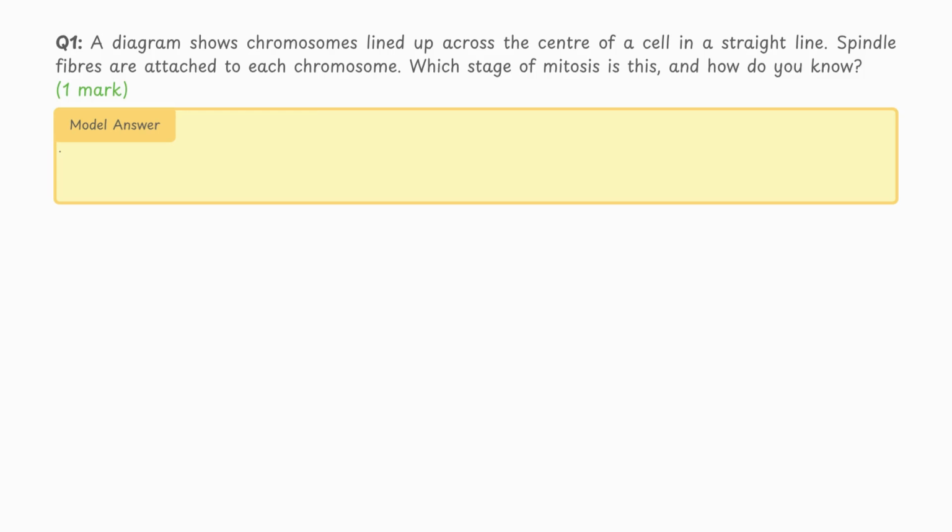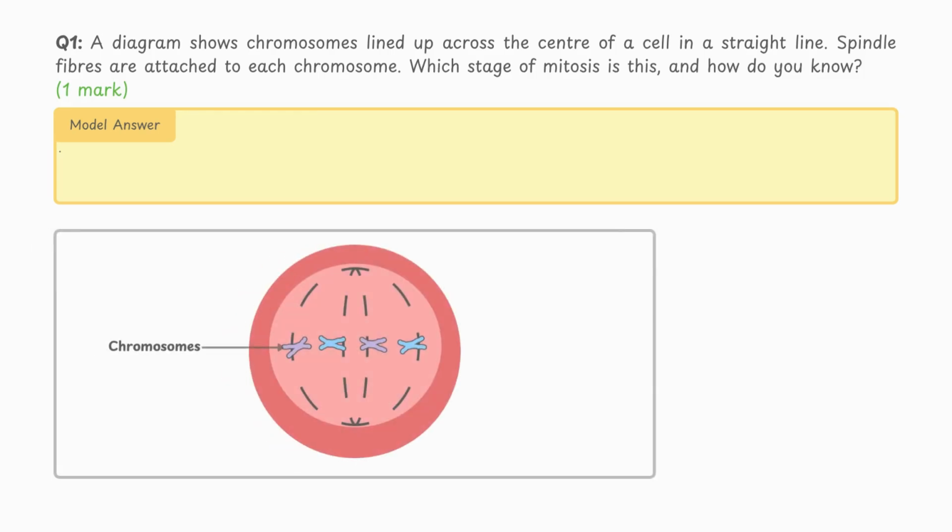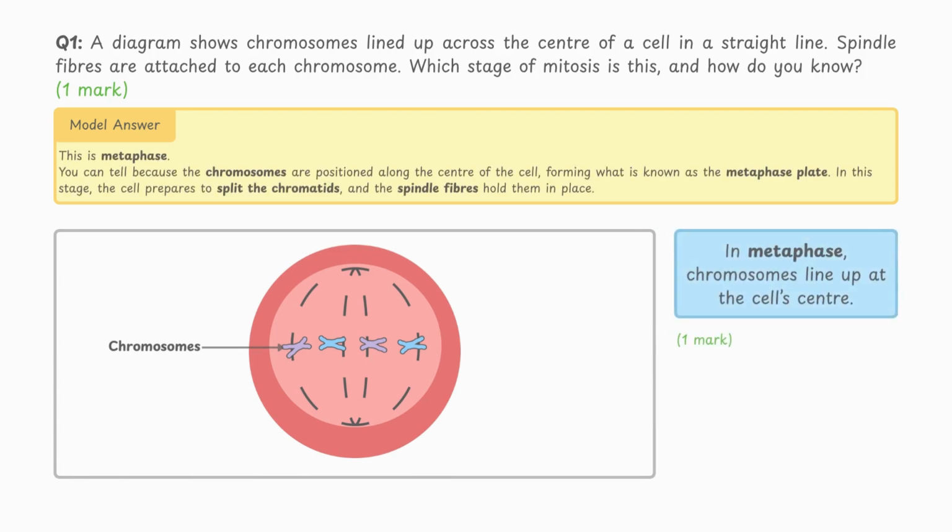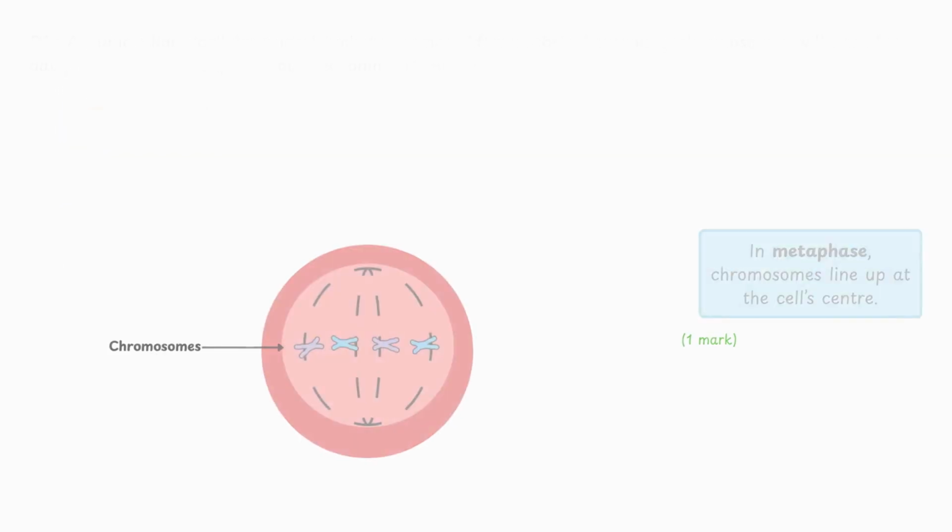Let's break it down. The chromosomes are clearly lined up across the center of the cell, and we can see spindle fibers attached to each one. This tells us that the cell is in metaphase. In metaphase, chromosomes line up at the cell's center, forming the metaphase plate. The spindle fibers hold them in place, ready to separate the chromatids. So, chromosomes in the middle means metaphase.